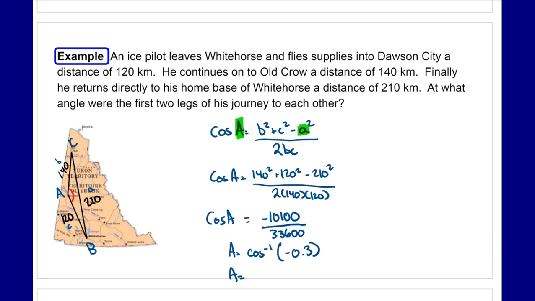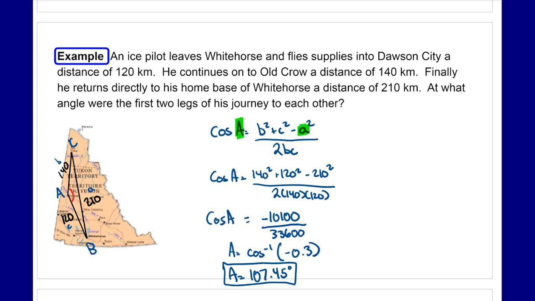And then A, so again, just double checking. Yep, negative 0.3. And then when we do the inverse cosine of that, we get that the angle is 107.45 degrees. So then we know that the angle between the first two legs is 107.45 degrees.